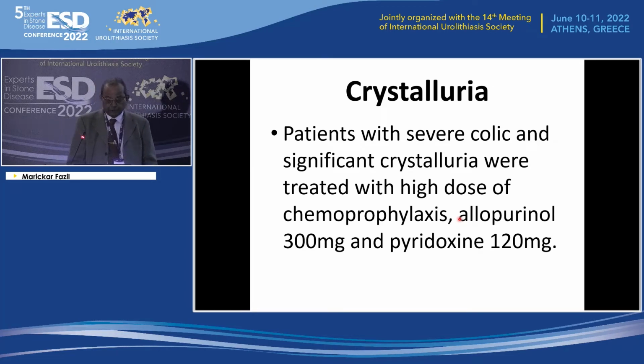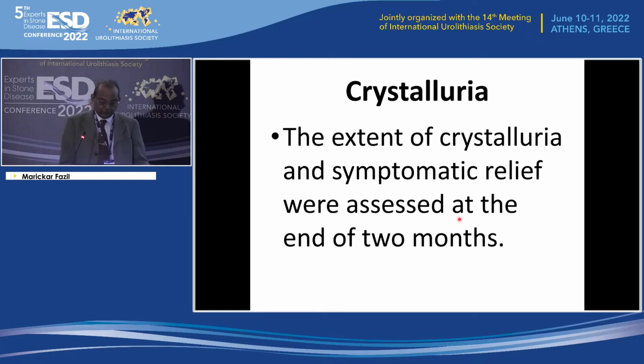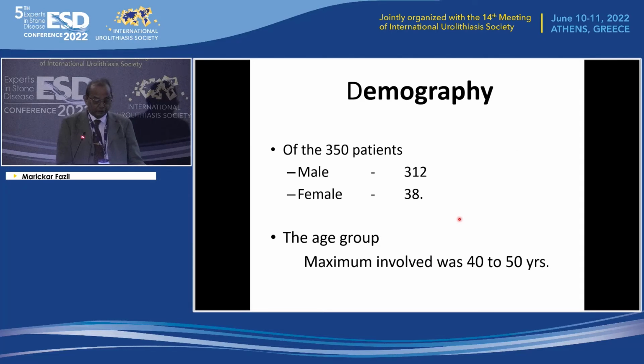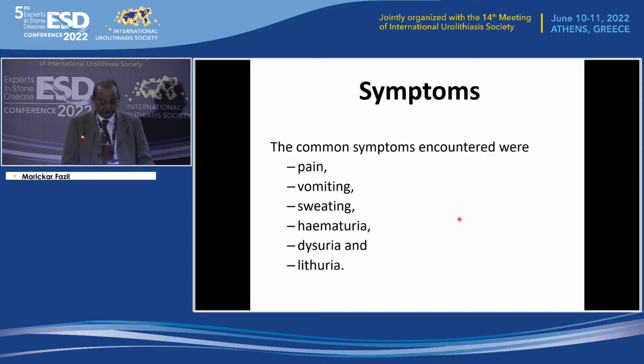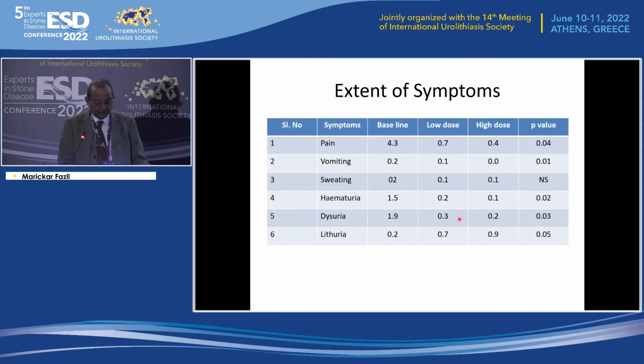It is very important to adjust the dose of the drugs depending upon the extent of symptoms and the extent of crystalluria, the size of crystals, the presence of aggregations, and so on. So assessment of the crystalluria is absolutely essential in these patients. As we all know, the males are predominating. The age group is from 30 to 40. For the common symptoms, there is nothing to discuss.